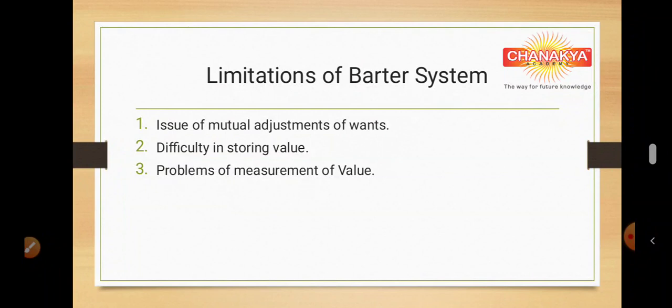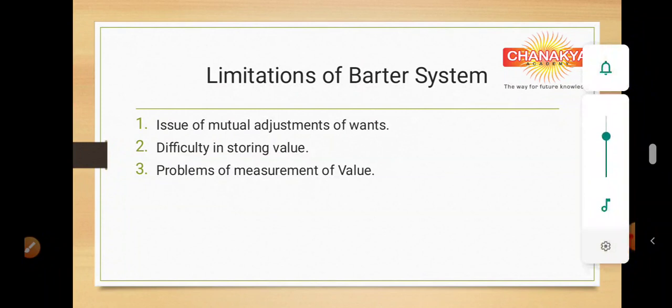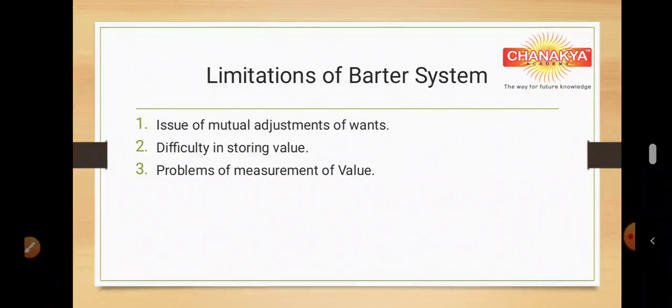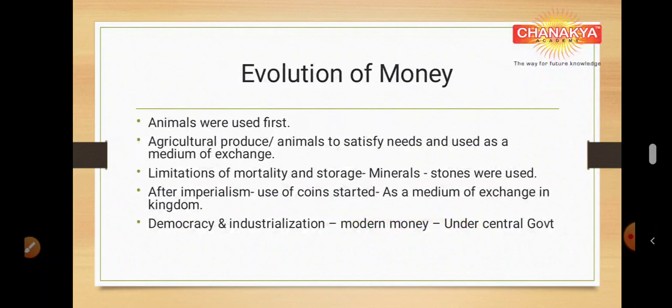तो आपको लिमिटेशंस तो पता चल गया कि भाई हम उसको स्टोर नहीं कर सकते, वो एक कॉमन मेजरिंग रॉड नहीं है, डिफरेंट एडजस्टमेंट, there is the issue of mutual adjustment of want. तो इन सब लिमिटेशंस को ओवर करने के लिए हमें क्या चाहिए? What we require: a thing that can be stored, a thing that can be exchanged, a thing that can measure, or a common measuring rod, and this gave birth to the concept of money.